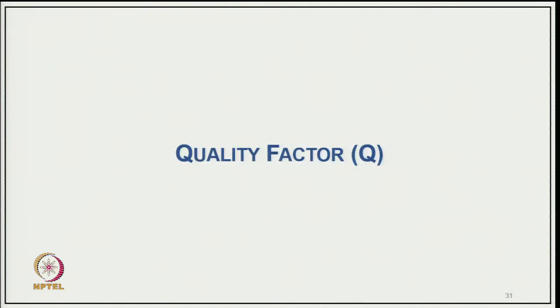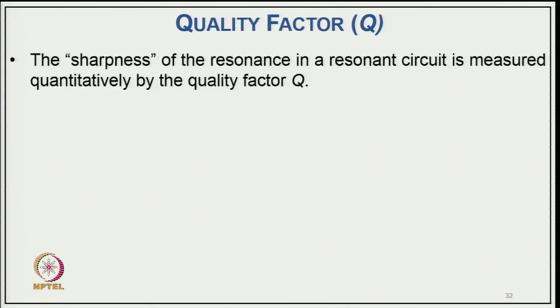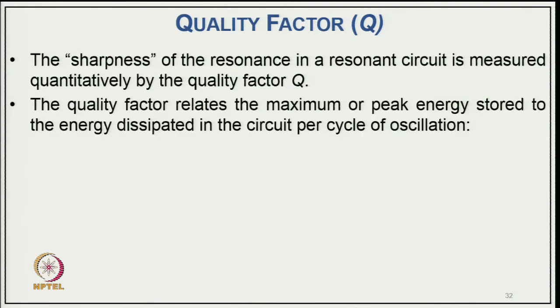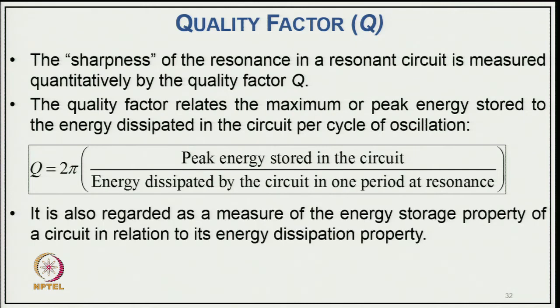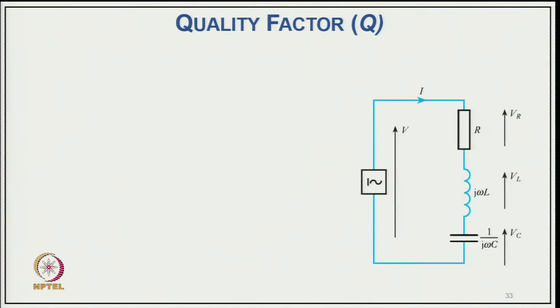Now, coming to another quantity, the quality factor, which we define for energy storage elements. The sharpness of resonance in a resonant circuit is measured quantitatively by the quality factor, which relates the maximum or peak energy stored to the energy dissipated in the circuit per cycle of oscillation. We define Q equal to 2 pi times the peak energy stored in the circuit divided by the energy dissipated by the circuit in one period at resonance. It is also regarded as a measure of the energy storage property of the circuit in relation to its energy dissipation property.